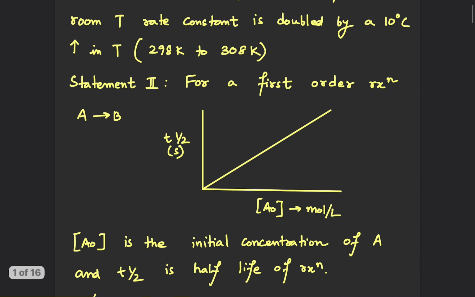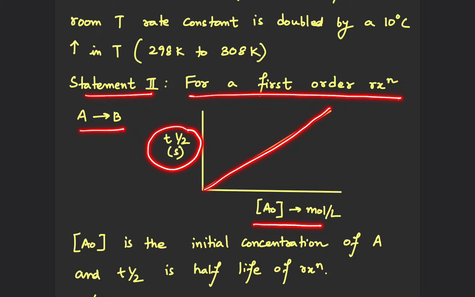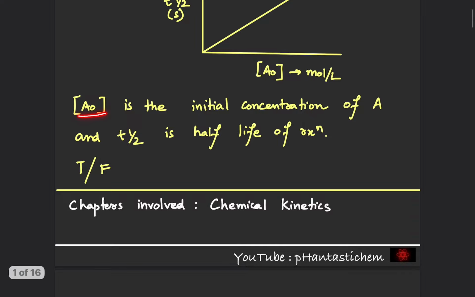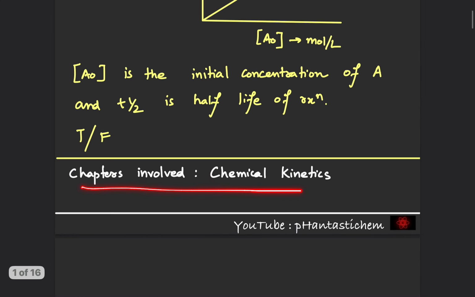And statement 2 is for a first order reaction from A to B, a graph is given between T half and the initial concentration. This is the graph that is given to us, where A naught is the initial concentration and T half is the half life. So they're asking us which statement is correct, whether statement 1 is true or false, and statement 2 is true or false. The chapter involved is chemical kinetics.